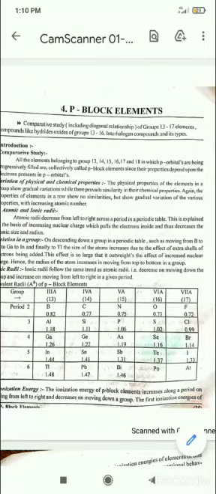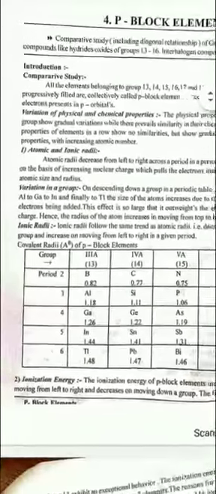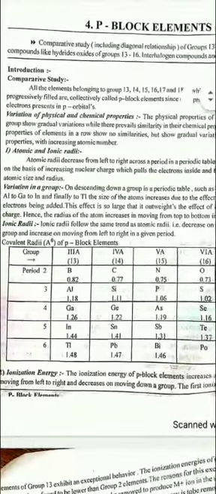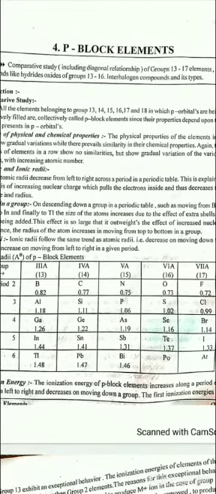Students, see the first one, that is atomic and ionic radii. Atomic radius decreases from left to right. It decreases from boron to fluorine. It decreases from aluminium to chlorine, gallium to bromine, indium to iodine. In this way it decreases from left to right.